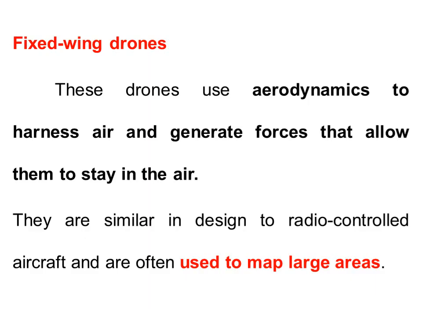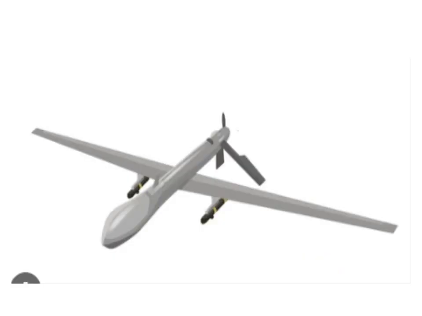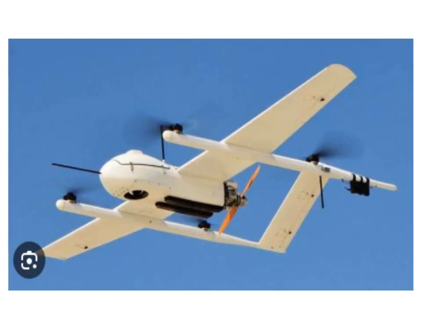And next one, the fixed wing drones. These drones use aerodynamics to harness air and generate forces that allow them to stay in the air. They are similar in design to radio controlled aircraft and are often used to map large areas. This is a fixed wing drone image on the slide.